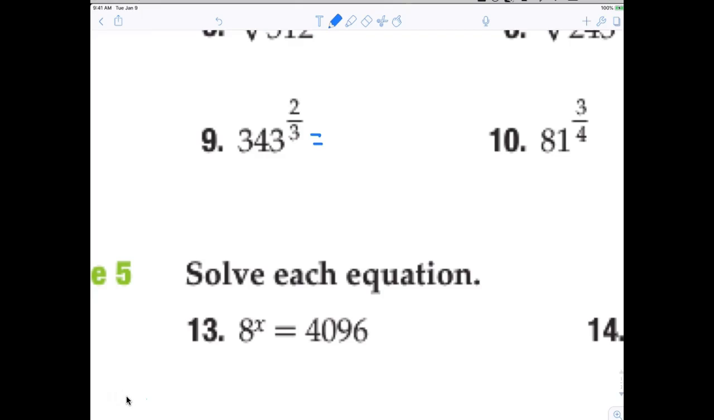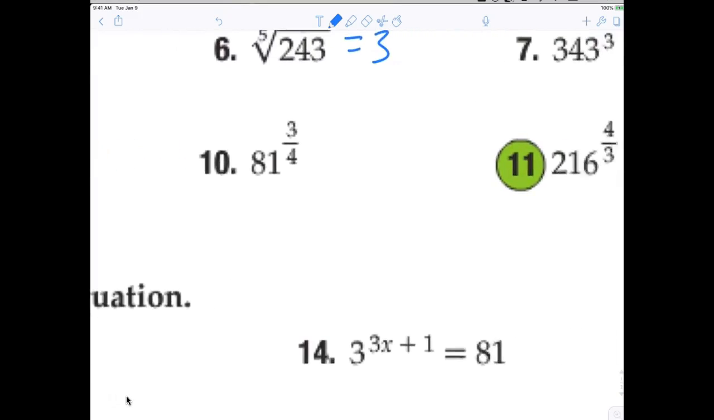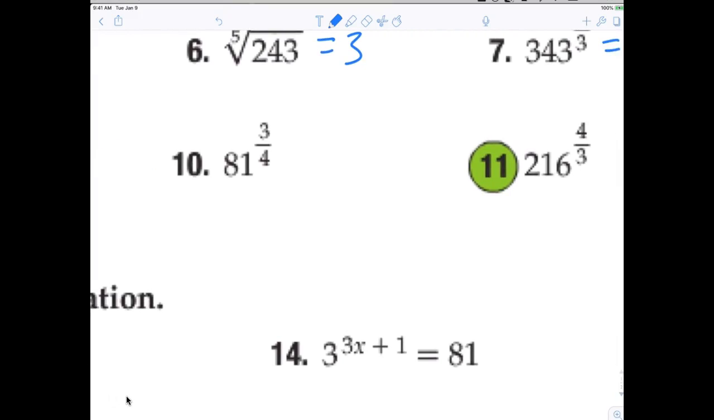9. 343 to the 2/3 is 49. Is everybody agreeing with me? It's 49. Yes. And then, of course, number 10 is 27. 81 to the 3/4 should be what? 27. Should be 27.